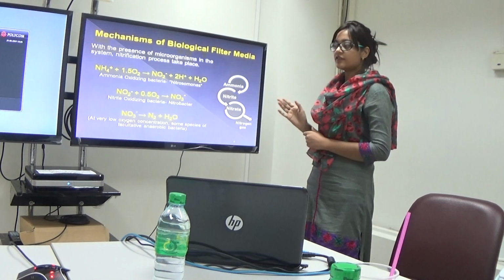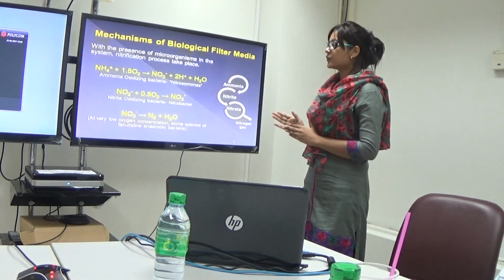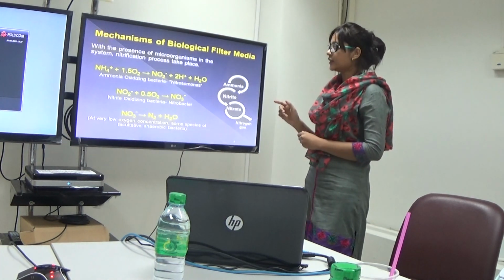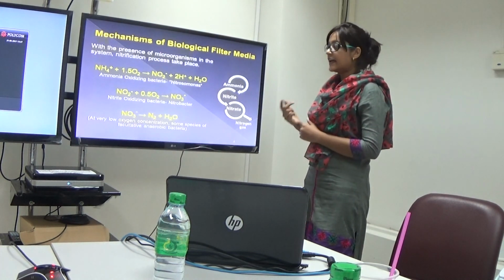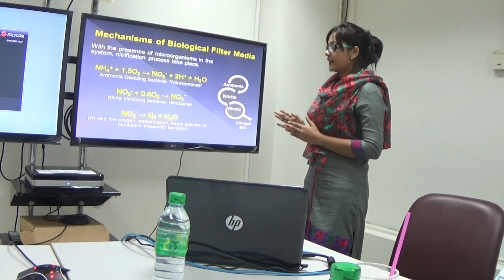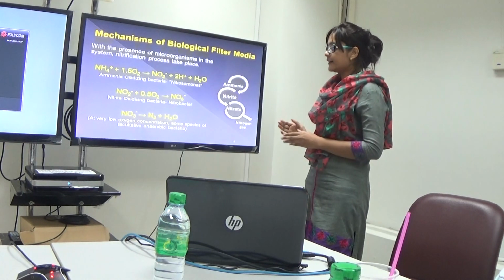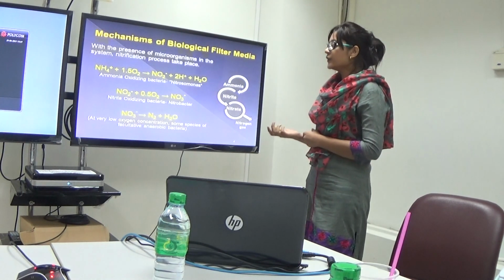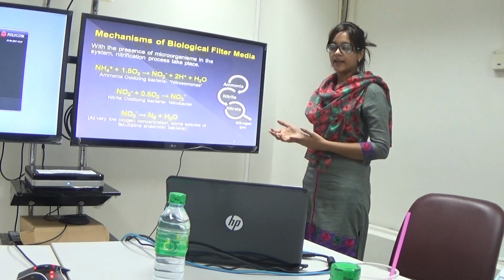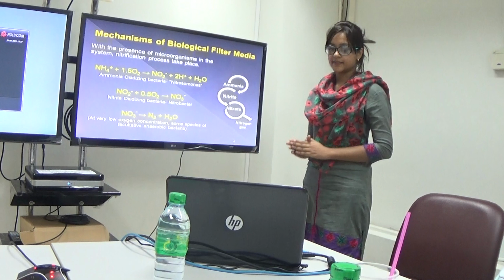With the presence of microorganisms, the nitrification process takes place. Ammonia oxidizing bacteria help ammonia oxidize to nitrite. Then this nitrite is again oxidized by nitrite oxidizing bacteria, called Nitrobacter. This is converted to nitrate. This nitrate is again converted to nitrogen gas and it goes to the environment. In this way, nitrogen can be removed from this system.